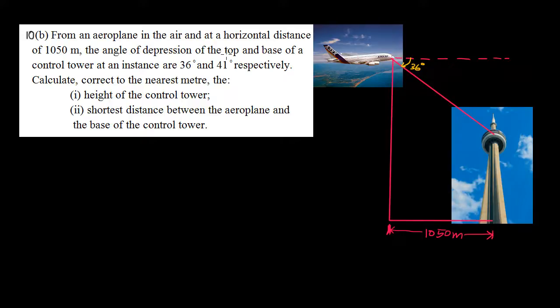And this also says the angle of depression of the top and the base of the control tower. So this is the top of the control tower. Let's find the base of the control tower. So from here, we'll go down to the base of the control tower. This is the base of the control tower. So the angle of depression is 41 degrees. From this horizontal line down to this one, this is 41 degrees. Now this angle here is 36 degrees and this one is 41 degrees.